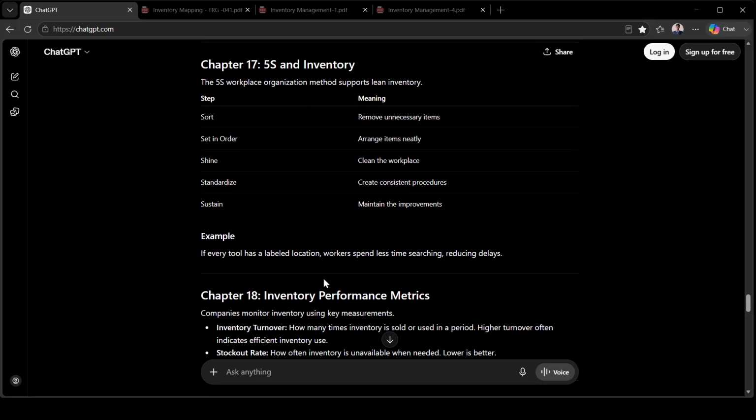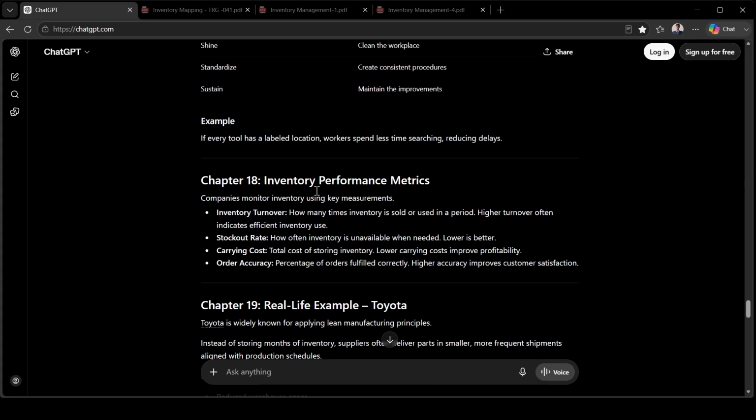The 5S method, an organizing method, supports lean inventory. Sort, remove unnecessary items. Set in order, arrange items neatly. Shine, clean the workplace. Standardize, create consistent procedures. Sustain, maintain the improvement. Example, if every tool has a labeled location, workers will spend less time searching, reducing delay.